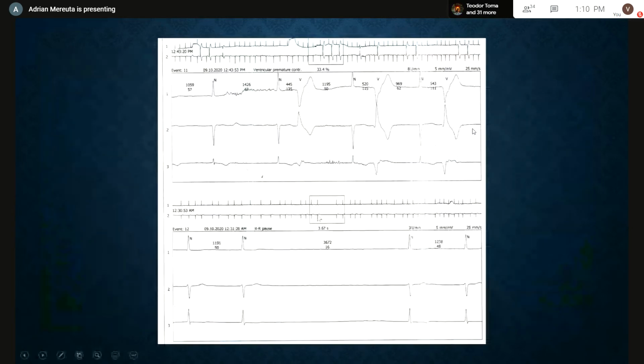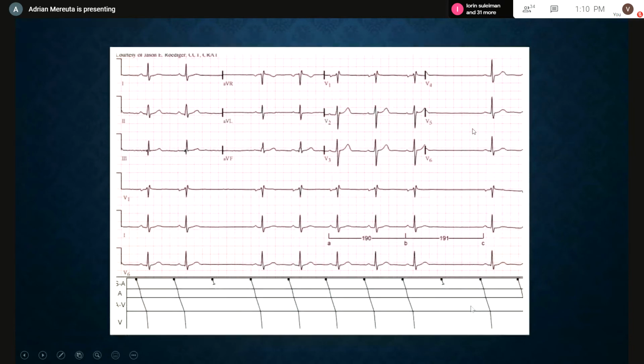Or you can catch it on Holter. There are a lot of pauses which are not felt by the patient. And you see here, it was recorded 3.6 seconds. Here, the patient doesn't feel or didn't feel too much.